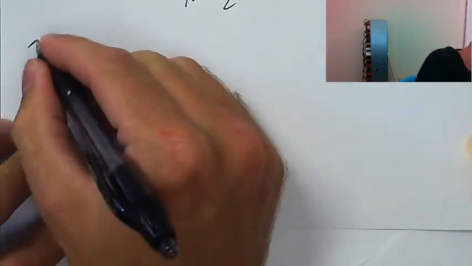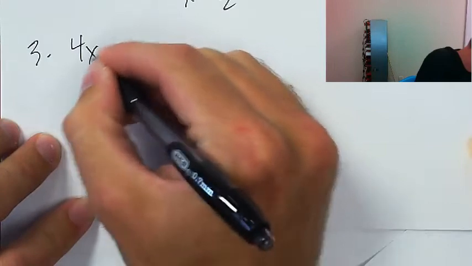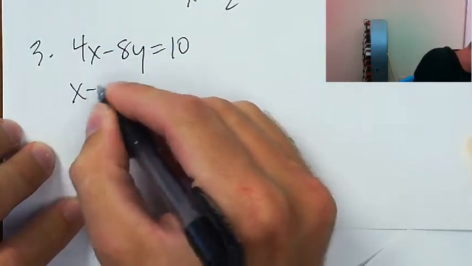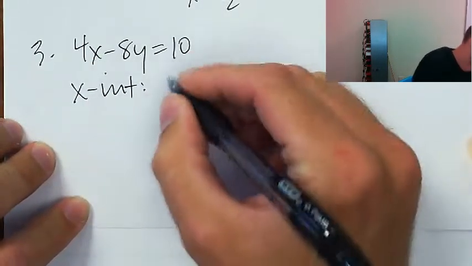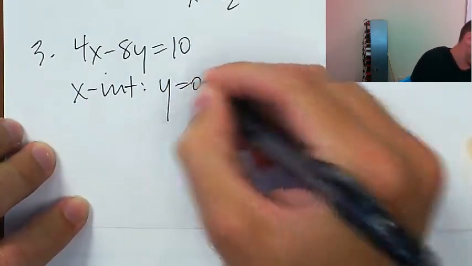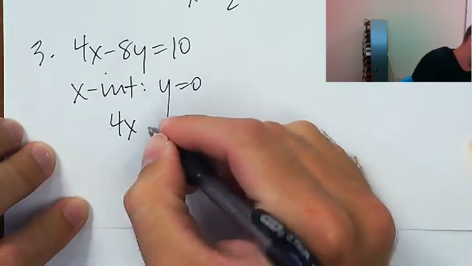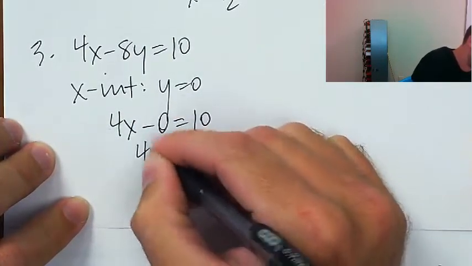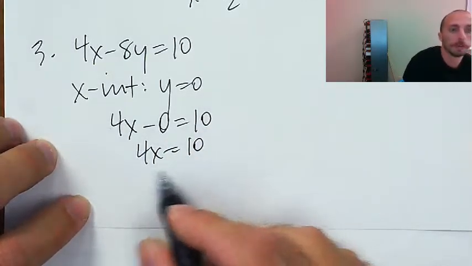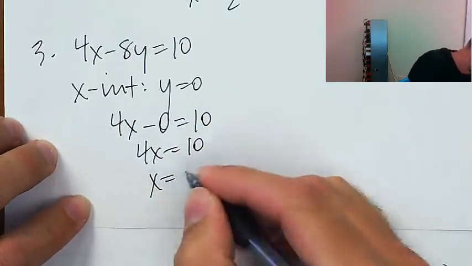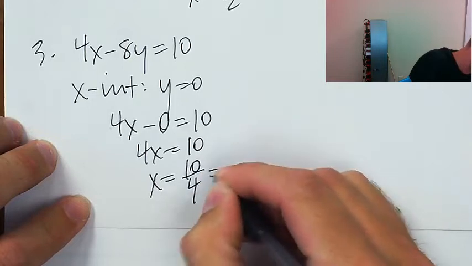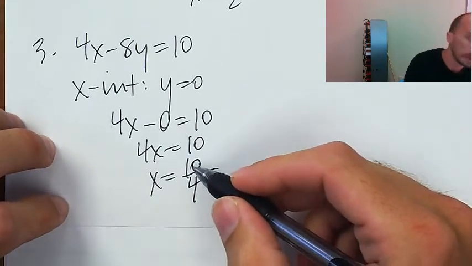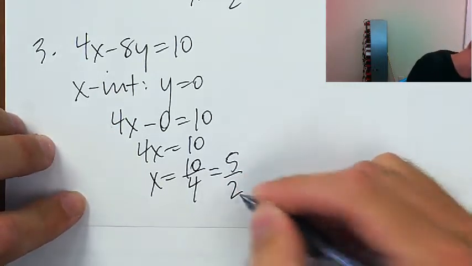3, 4x minus 8y equals 10. For the x-intercept, that's where y equals 0. I get 4x minus 8 times 0 is going to equal 10. So 4x equals 10. I'm going to solve for x by dividing both sides by 4. And I can say that's 10/4. But that's not fully simplified. These are both even numbers, so I can divide them both in half, and I would get 5 divided by 2.